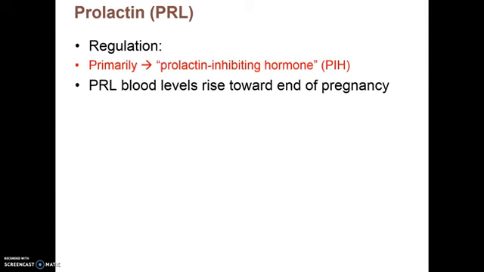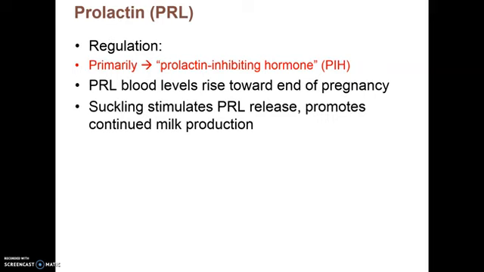Regarding regulation, primarily prolactin inhibiting hormone is released by the hypothalamus. Prolactin blood levels rise towards the end of pregnancy, and the baby's suckling stimulates prolactin releasing hormone from the hypothalamus, which promotes continuous milk production in the mammary glands.